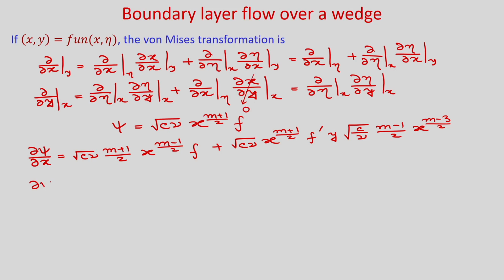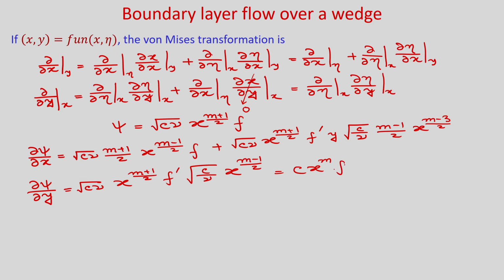Similarly, del psi by del y you can write as del/del eta times del eta/del y. So, this we write root c nu, x to the power (m plus 1)/2, f prime, root c/nu, x to the power (m minus 1)/2. So, this you can write as c x to the power m f prime after simplification, and c x to the power m is nothing but the free stream velocity u infinity, f prime.